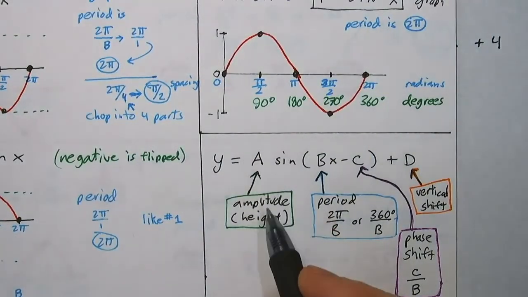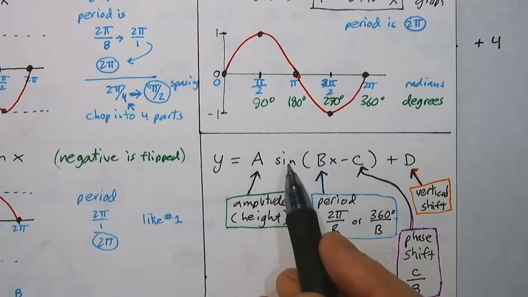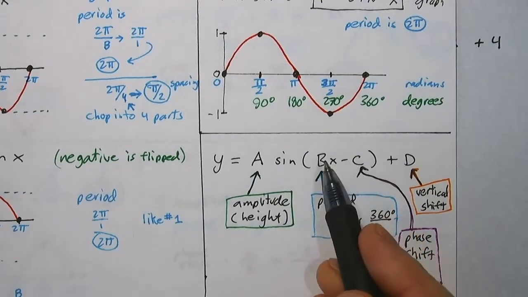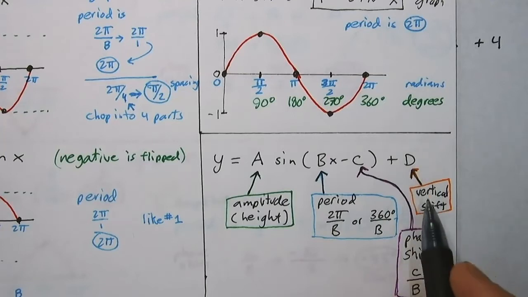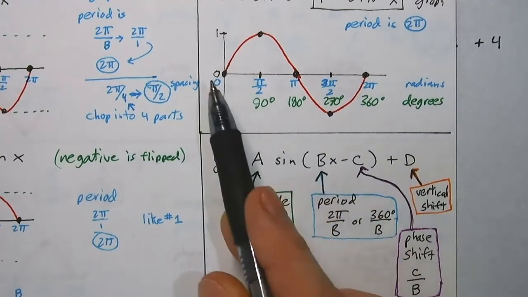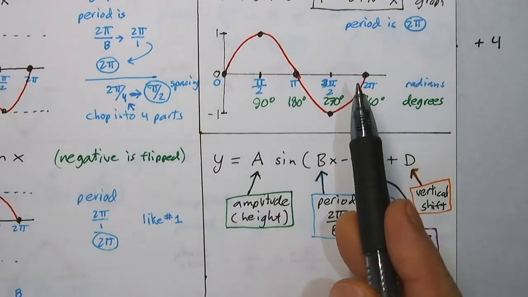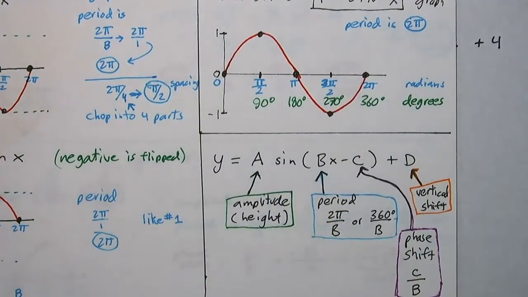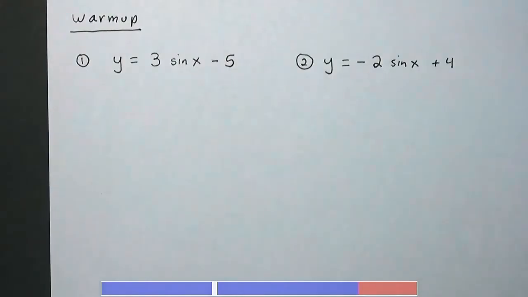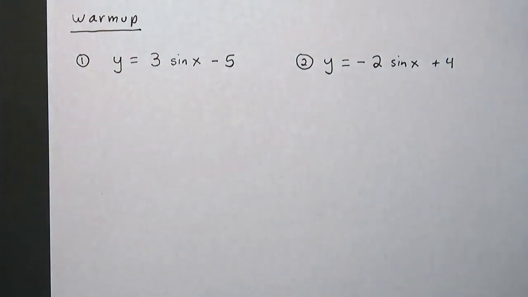Remember, any number in front's the amplitude or the height. There's sine. We'll deal with this some more today. If there's something over here, that's a vertical shift or a new center line where it's at. Instead of being right at 0, the whole graph might be moved up or down. Okay, so I'll give you a moment to try those. Pause the video.